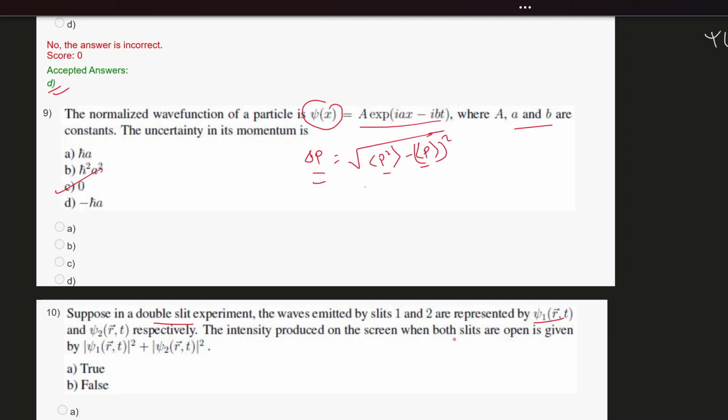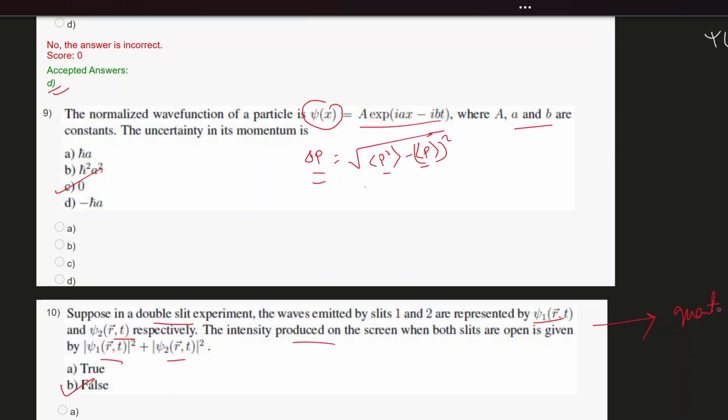and 2 are psi 1 (r, t) and psi 2 (r, t) respectively. Then the intensity produced on the screen when both the slits are open is given by individual psi 1 whole mod square plus psi 2 whole mod square. So this statement is true or false. Obviously this will be false, because this is a basic idea of difference between classical and quantum.